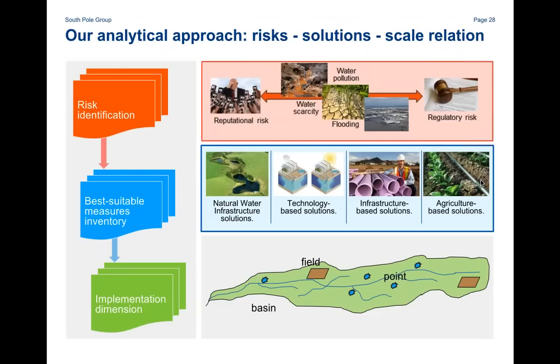And based on the findings, we come up with an inventory of measures that could better respond to the faced challenges. These measures, we grouped them in 4 clusters, which I will explain in the next slide. And the first step is we look into the implementation scale of these measures within the watershed, which means that some measures are best to be implemented at the wider scale, basin or subcatchment scale. Some other measures at the field level, and more technical measures are suited to be applied as point source measures.